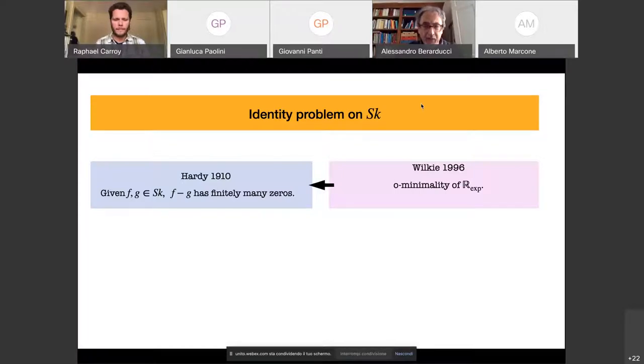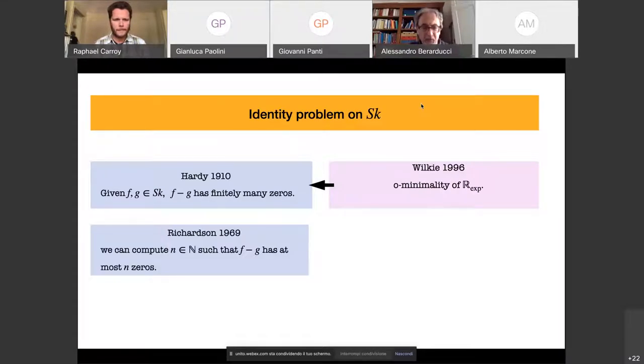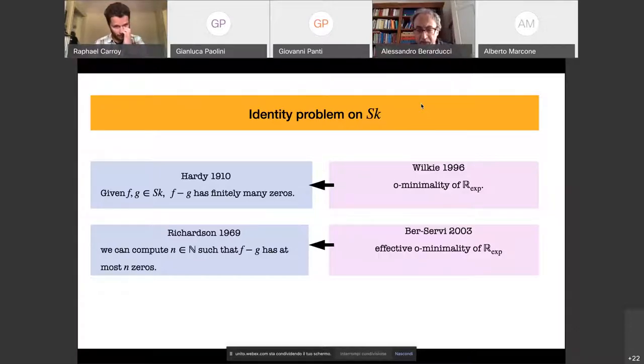Now, to solve the identity problem, you actually need an effective version of this result. Namely, you want a computable upper bound on the number of zeros. And this can actually be done, by Richardson. So you can compute n such that f minus g has at most n zeros. Also, this is a special case of the effective o-minimality of Rexp. Although you don't know whether the theory of Rexp is decidable, you can prove some effective bounds. For instance, every definable set has a computable upper bound on the number of connected components, in particular the number of zeros.